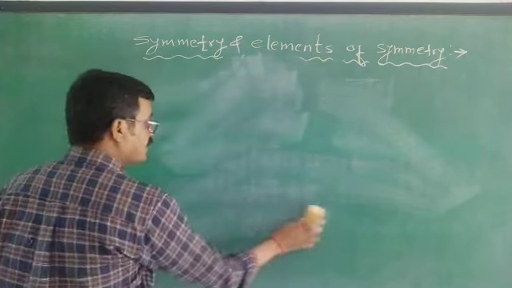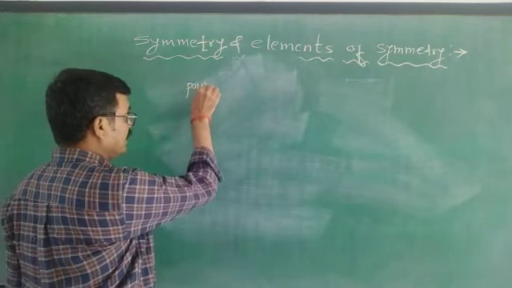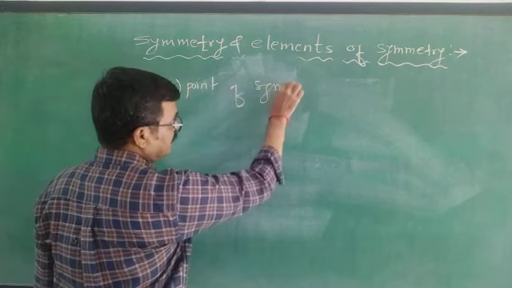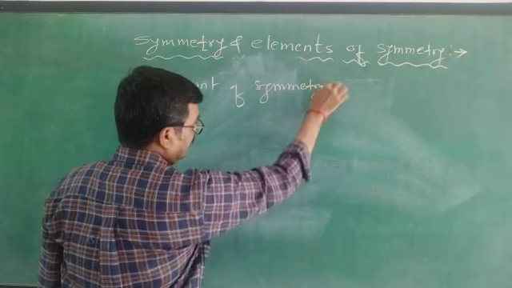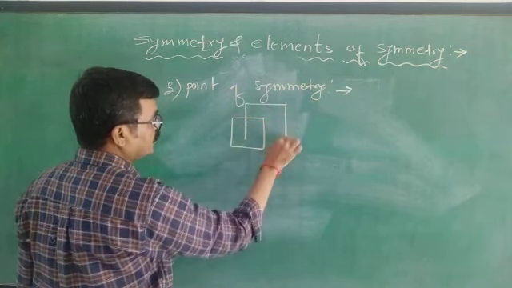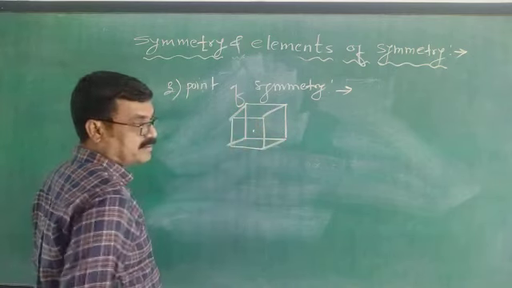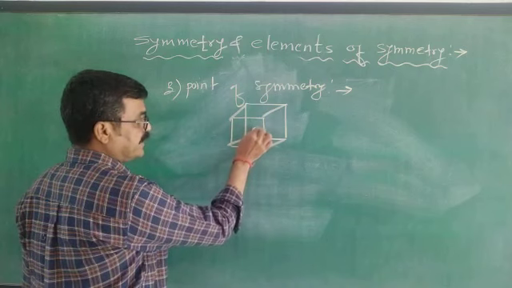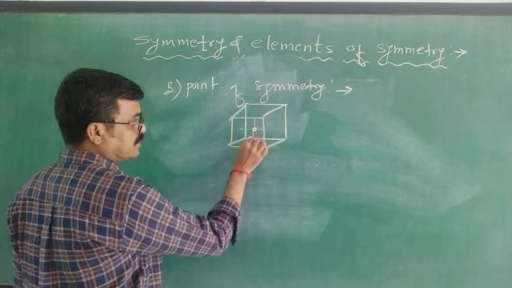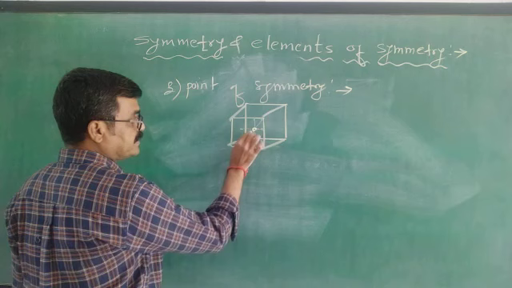Now the last point is point of symmetry. That is the third element of symmetry, point of symmetry. Now consider a rectangle, or one can say a cube. Suppose we have a cube. Now in this cube, if we put an imaginary point, this one, from this point which is at the center, these opposite faces are at an equal distance. Opposite corners are also at an equal distance.